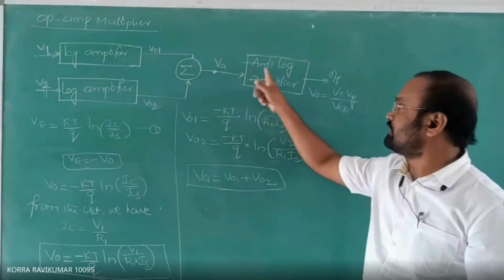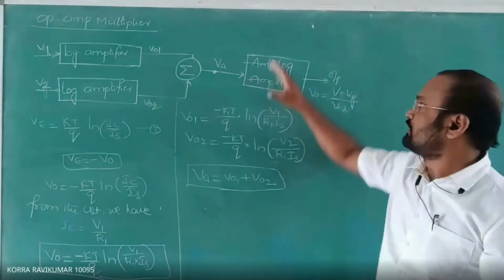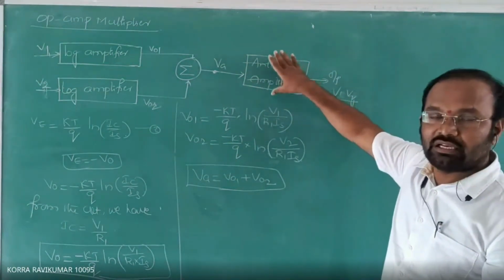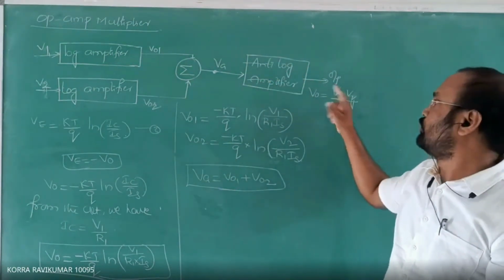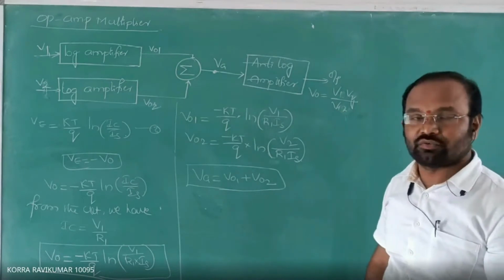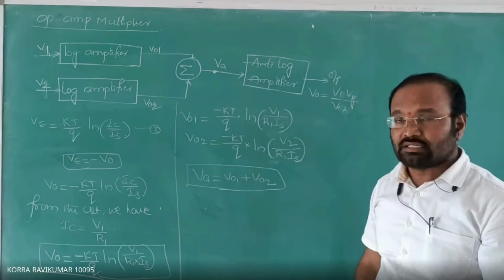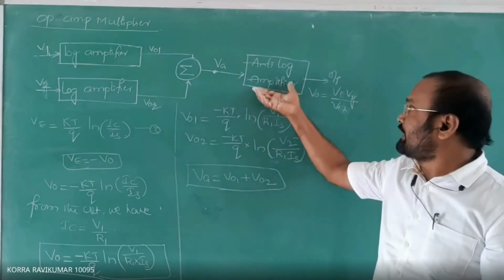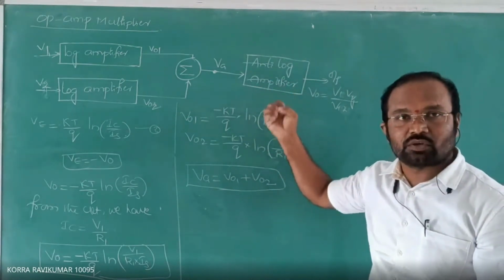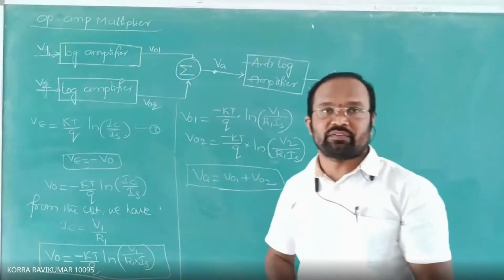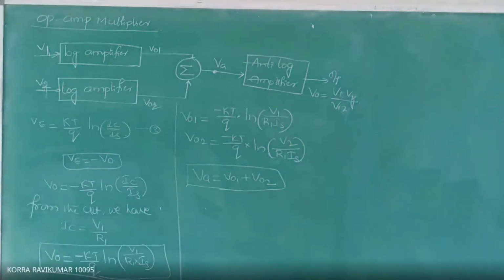We give VA as input to this. Then this anti-log amplifier finally produces the output as V0 is equal to V1 into V2 by V1 V2. Right? So this anti-log amplifier is also called an exponential amplifier. The anti-log amplifier is also called an exponential amplifier.